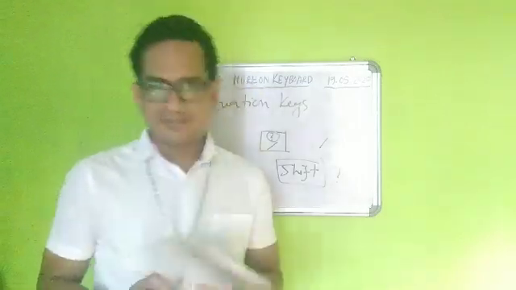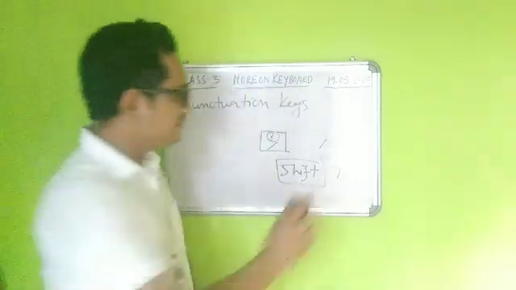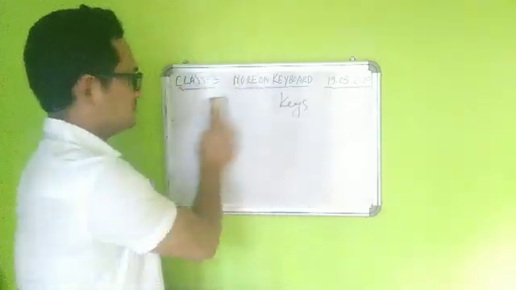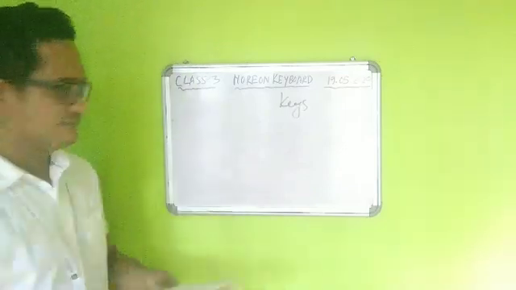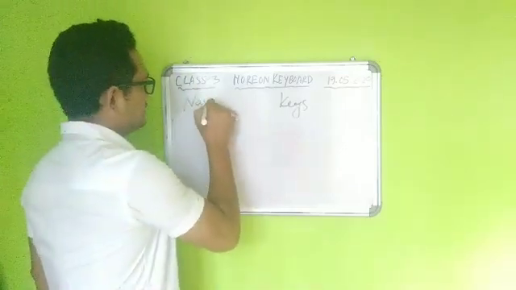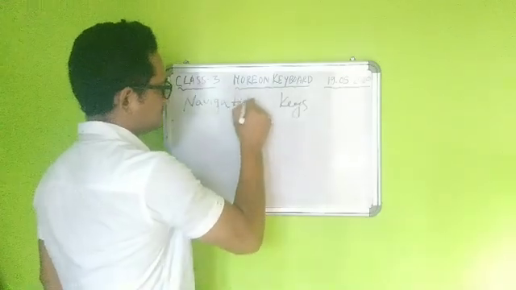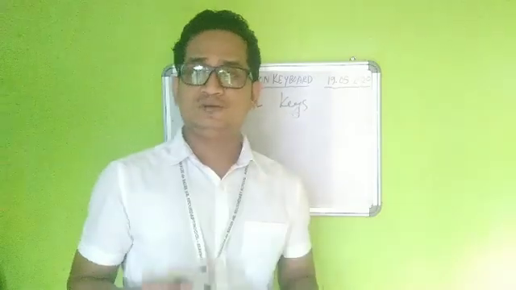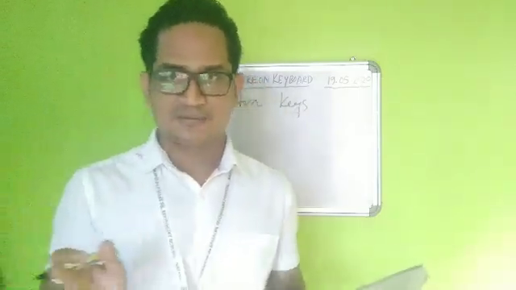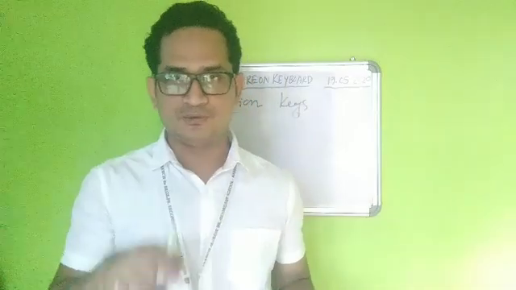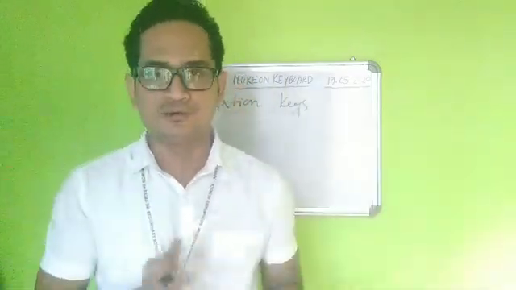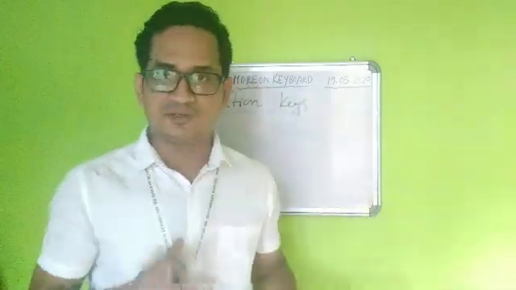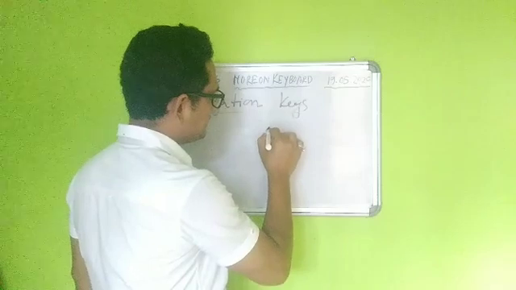Then the third one is the navigation keys. The word navigation comes from the word navigate. Navigation keys are actually to navigate. Navigate means to direct: where to go? You have to go up, down, left or right. On that basis, these keys are named navigation keys. Now see, in the navigation keys you will see buttons.